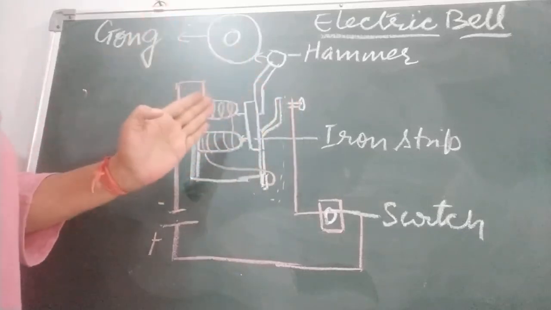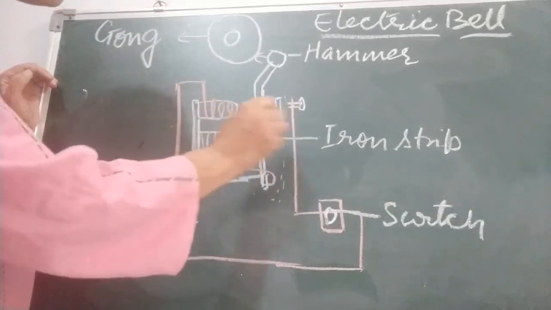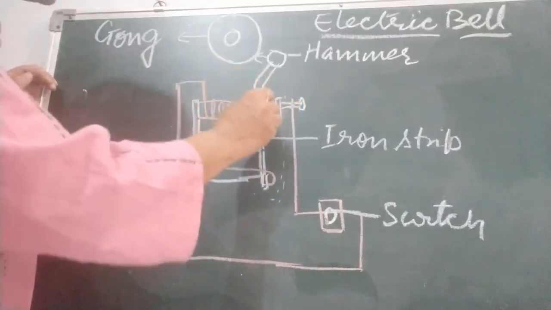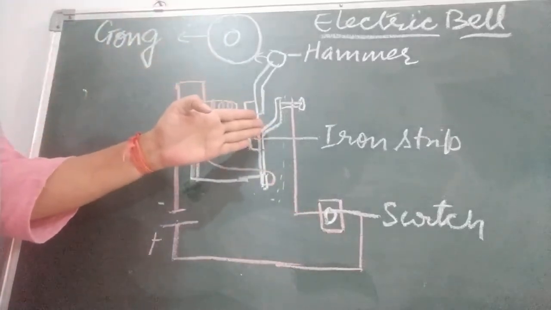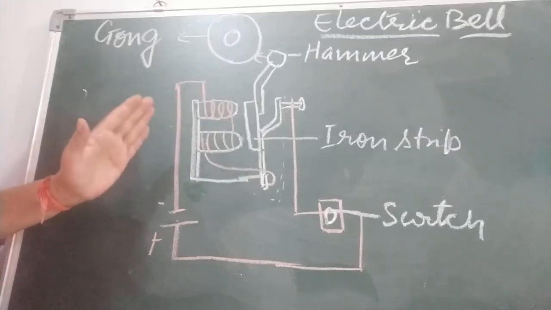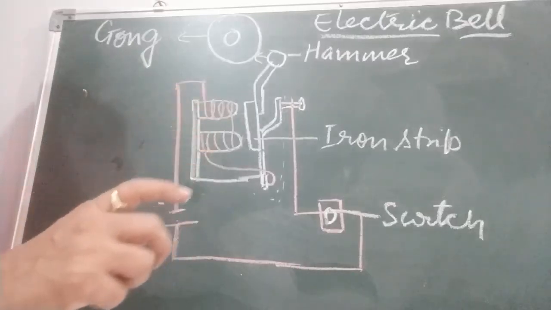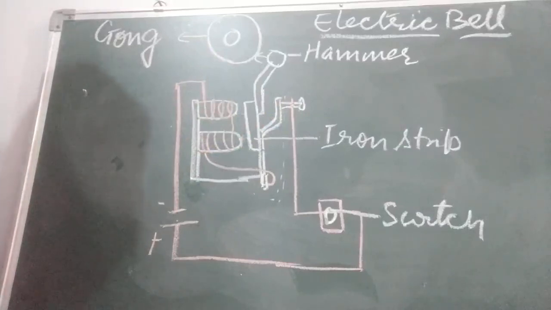Because when the circuit breaks, then this magnetism is over, I told you, and it will move back to its position. Again, when it goes back and touches this screw, again the circuit is complete. Okay, the soft iron strip returns to its initial position, touching the screw. This results in the circuit being complete and current flows again. So this process keeps on happening again and again. You have seen, when the bell rings, there is a little interruption, tick tick tick, that is what? Breaking. So that's all, and okay, thank you, children.